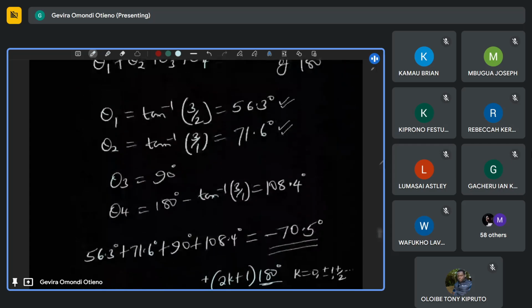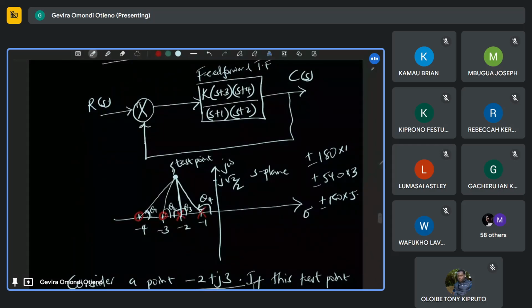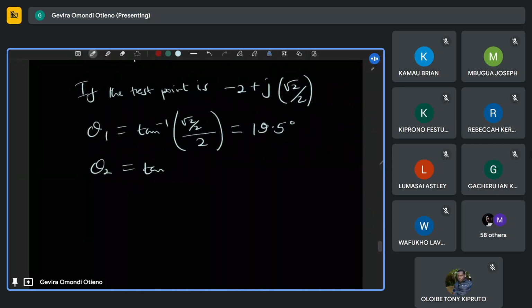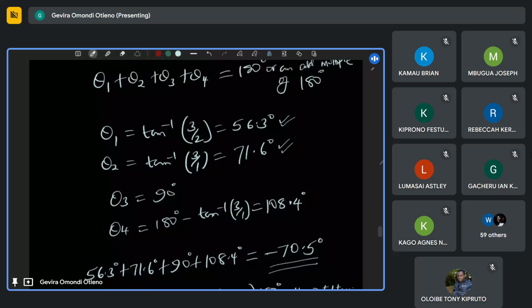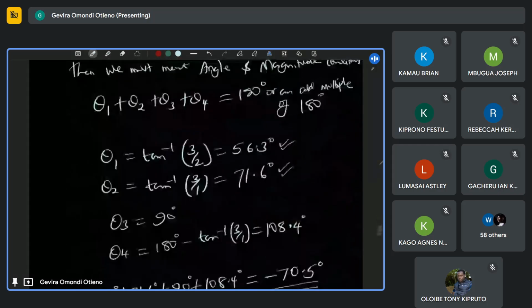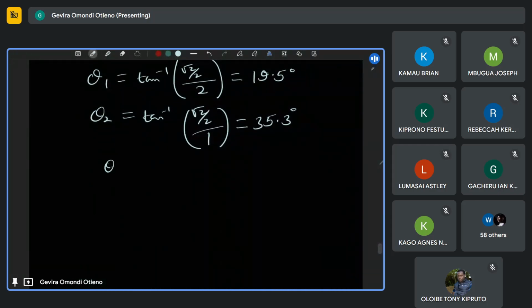So if I do theta 2, it is this one here. Again, the opposite is root 2 over 2. The adjacent is just 1 unit. So we are going to have the inverse tangent of root 2 over 2, with the adjacent as 1 unit. So you should get 35.3 degrees. And then theta 3, as usual, because it's directly perpendicular to the test point, is 90 degrees. So theta 3, by virtue of its location, is simply 90 degrees.